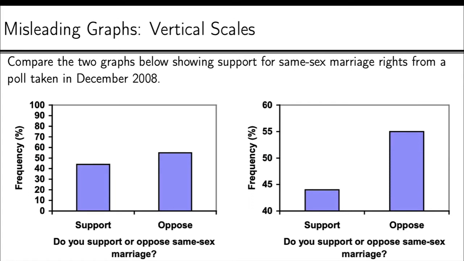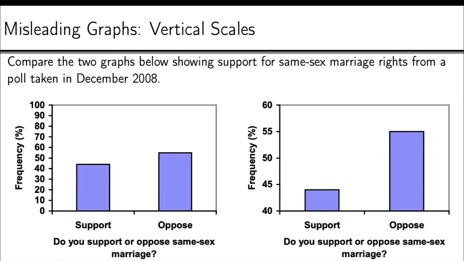Another really commonly used thing that is a misleading graph is where the vertical scale is altered. So we're going to compare these two graphs. These show the exact same information, actually. This is talking about the support for same-sex marriage rights from a poll taken in December 2008. Now, just looking at the graphs without actually looking at numbers, which is what most people are doing if they're just glancing through information, reading quickly, skimming through news articles or whatever, they're not going to really usually look at the numbers and scales and be very careful about it.